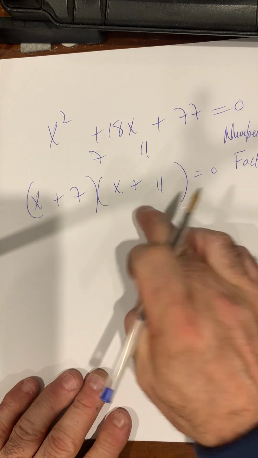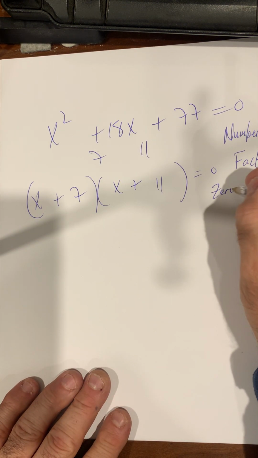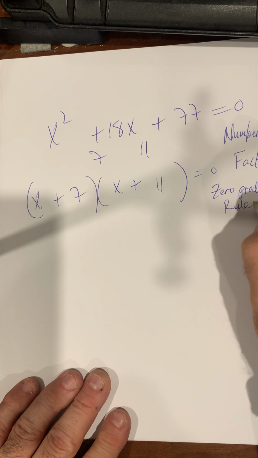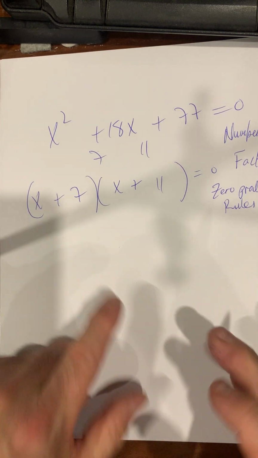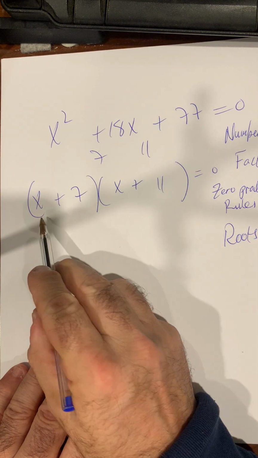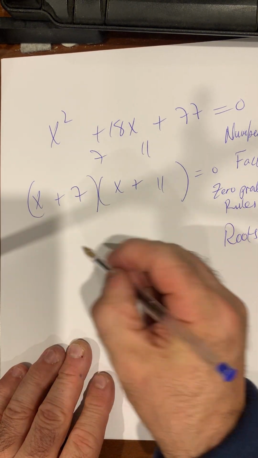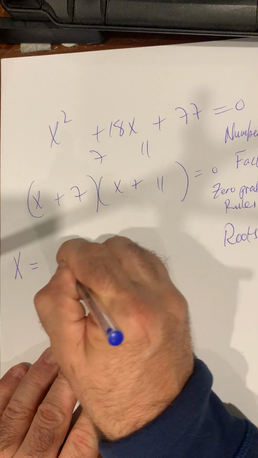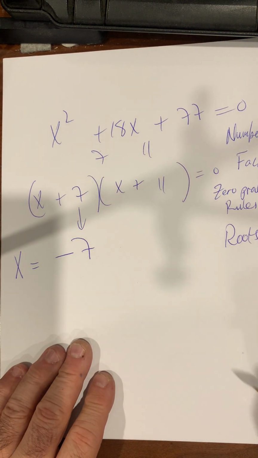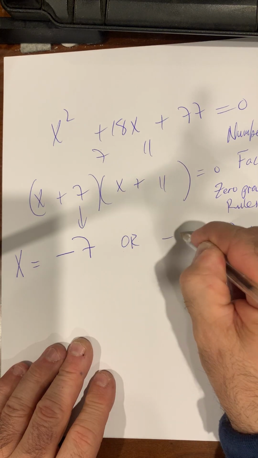Now the zero product rule. A product is when you multiply together and you get 0. The zero product rule says that in turn they have to be 0, but we'll just jump to roots by going x plus 7 equals 0, x equals minus 7. So we'll say x equals minus 7, which is flipping the sign of the factor, or minus 11.